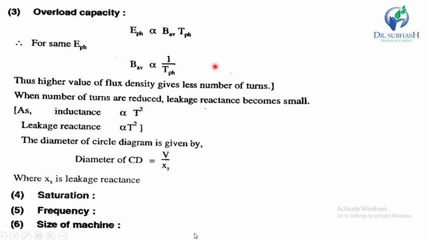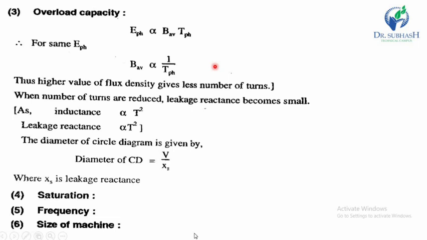Now the fourth one is saturation. The flux density in iron parts is directly proportional to the average flux density in the air gap. Depending upon the material used, the maximum flux density in any iron part of the magnetic circuit of the machine must be below a certain limit to avoid saturation, which in turn increases the magnetizing current.